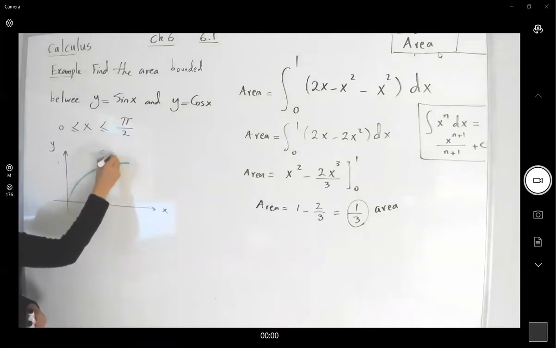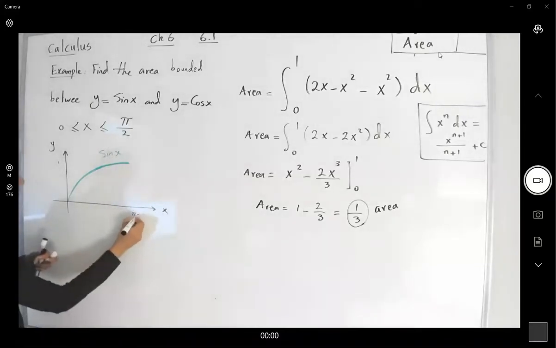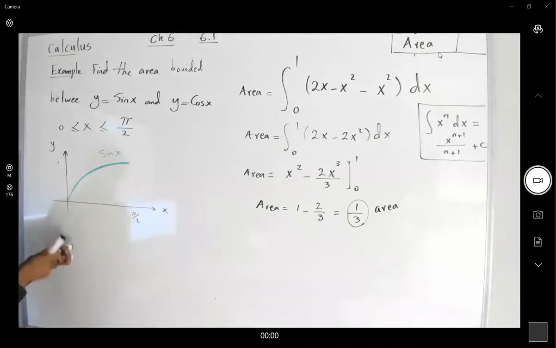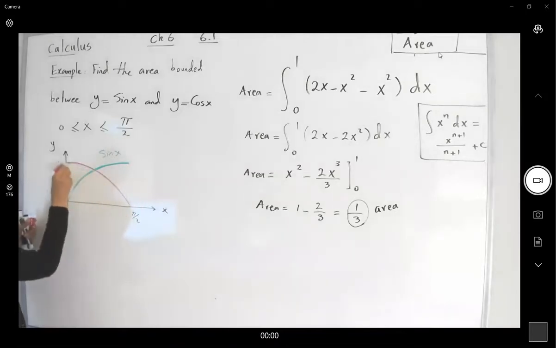This is my sine x. Okay, well, what about the cosine function? Remember, the cosine function at pi over 2 is 0, and at 0, it's 1. So my cosine function behaves like this. This is my cosine function.